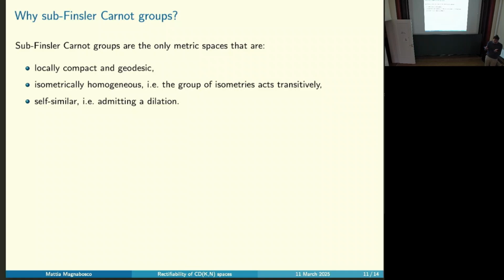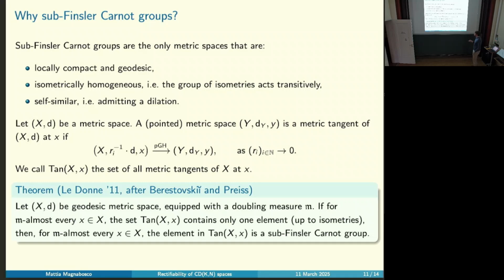And this is quite remarkable because indeed sub-Finsler Carnot groups have a structure. So it's quite remarkable that just asking these three conditions, you end up with something having a structure. And as a consequence of this, if you want, sub-Finsler Carnot groups naturally arise as metric tangents of metric measure spaces.